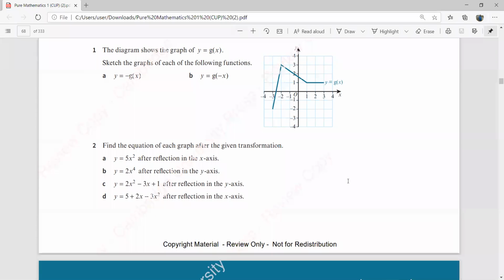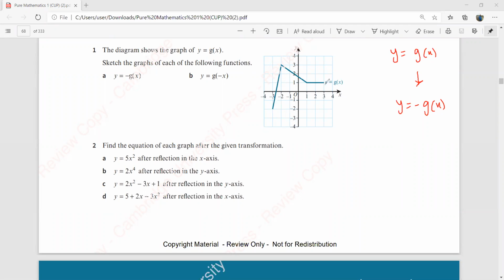Now it says in this first question, the diagram shows the graph of y is equal to g of x. Sketch the graph of each of the following functions. Now this is y is equal to minus g of x. So guys, tell me, going from y equal to g of x to y equal to minus g of x, what kind of reflection is this? What is the line of reflection? X-axis, reflection in the x-axis.